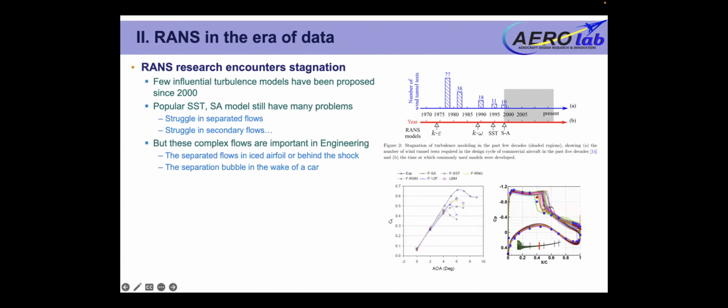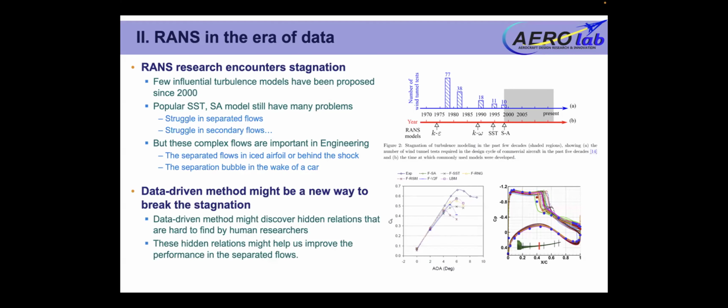And in a 3D shockwave case where an induced separation exists, the location of the shockwave has a lot of error if you are using a traditional turbulence model. However, these complex flows are still very important in engineering, and we want to resolve them accurately. So we still want to enhance the RANS model's accuracy in these separated flows. In recent years, data-driven methods have emerged, and they might be a new way to break this stagnation because they might discover hidden relations that are hard to find by human researchers. And these hidden relations might help us improve the performance in separated flows.